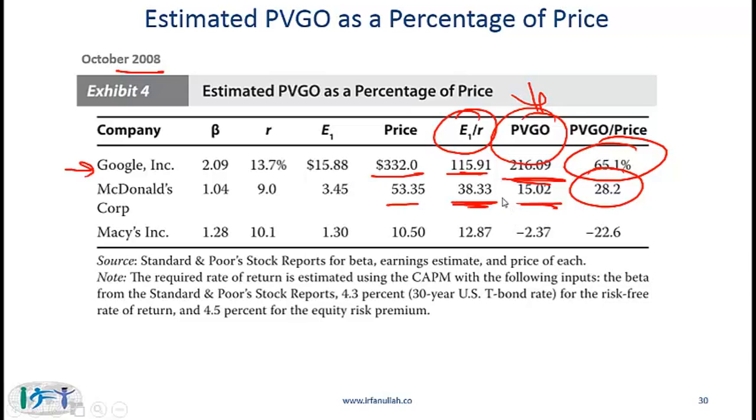And then the third scenario is Macy's, a large retailer in the US, which is facing stiff competition, and it is expected that the dividends and the earnings are going to come down. If that is the case, then you actually have a negative PVGO to price. So a negative number here implies that the earnings are expected to come down relative to current levels.